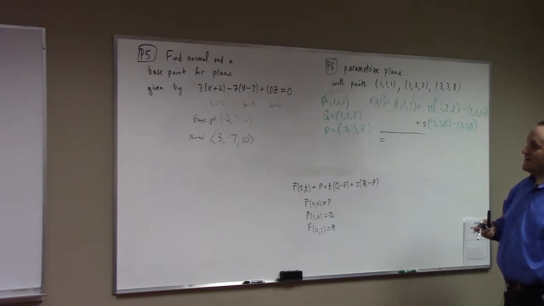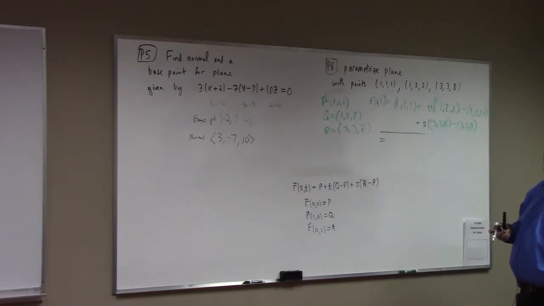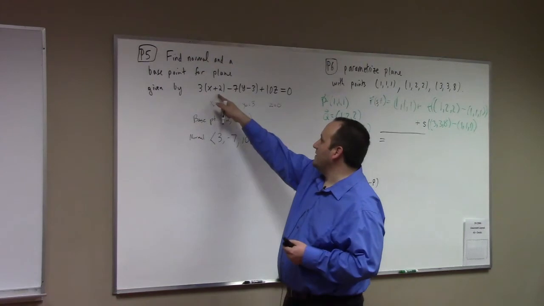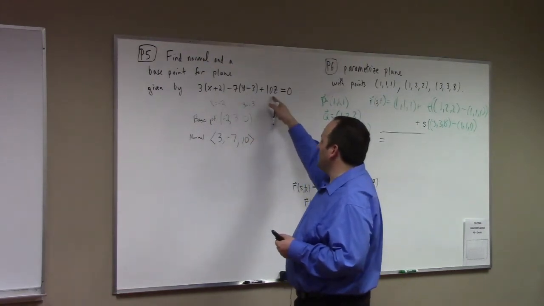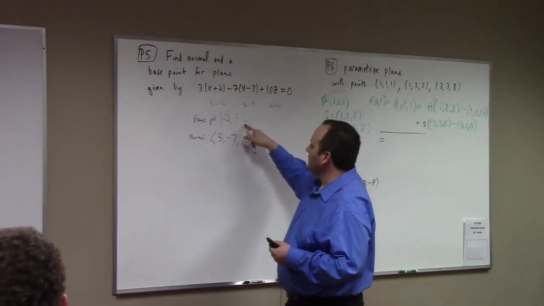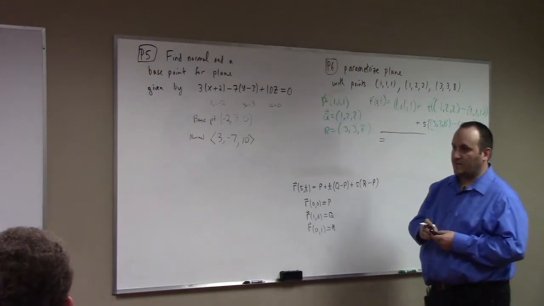I don't know. Okay, so find the normal and a base point for the plane given by that equation. So you identified x naught equals -2, y naught equals 3, z naught equals 0. So the base point is -2, 3, 0, and the normal is 3, -7, 10. Great. Very good.